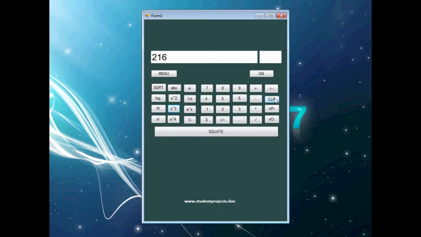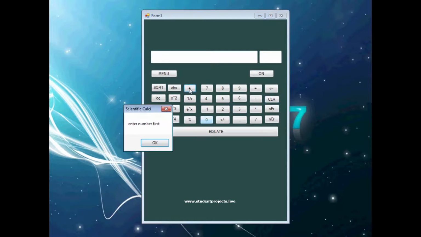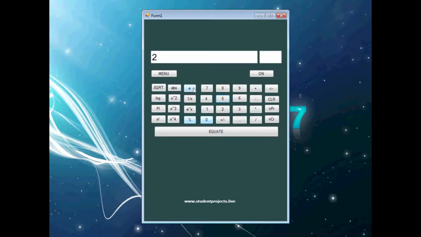Then x to the power 2, x to the power 3, x to the power 4, any powers can be found out here. So to use the button E, we must enter some number, that is exponent, 2 exponent, it gives you some value. Then 1 by 6, so it will give you 1 by x, that is 1 by any value. E to the power x, that is any value to the power e, that is exponential of any value.